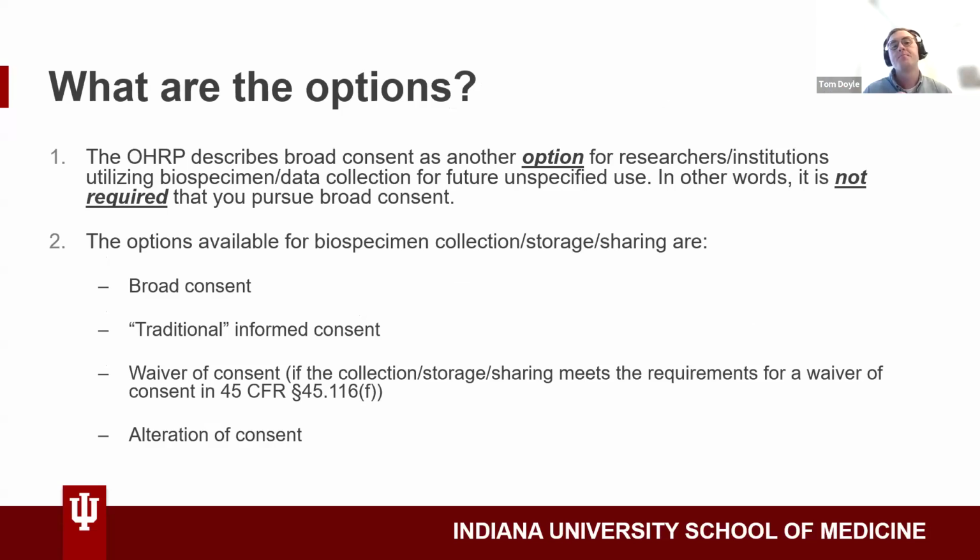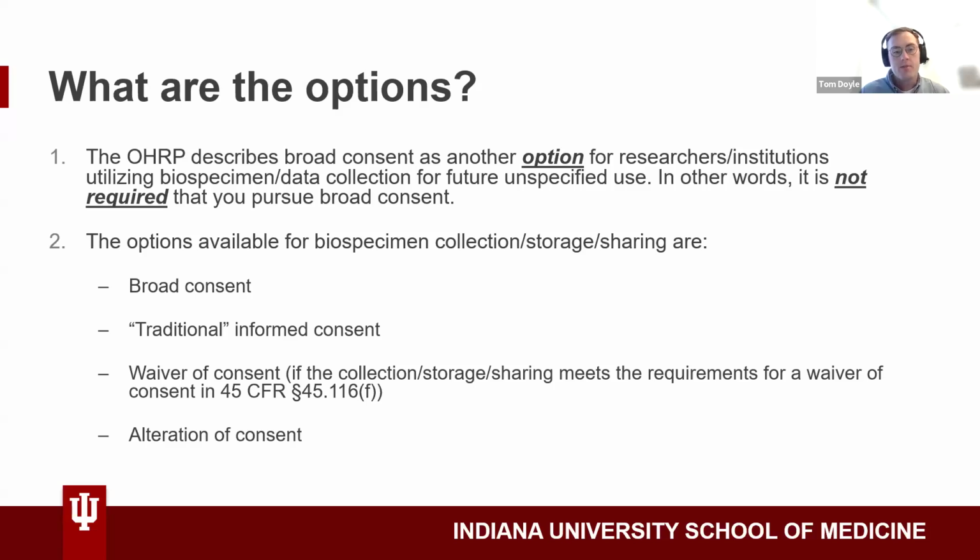Speaking of options, the way that the OHRP describes broad consent, and why they brought broad consent into the new Common Rule, was because they wanted to give another option for researchers or institutions doing this type of secondary use research. It's important to realize that you are not required to do broad consent if you're doing secondary use research. It's not as if you have to default to the revised Common Rule's broad consent standard.